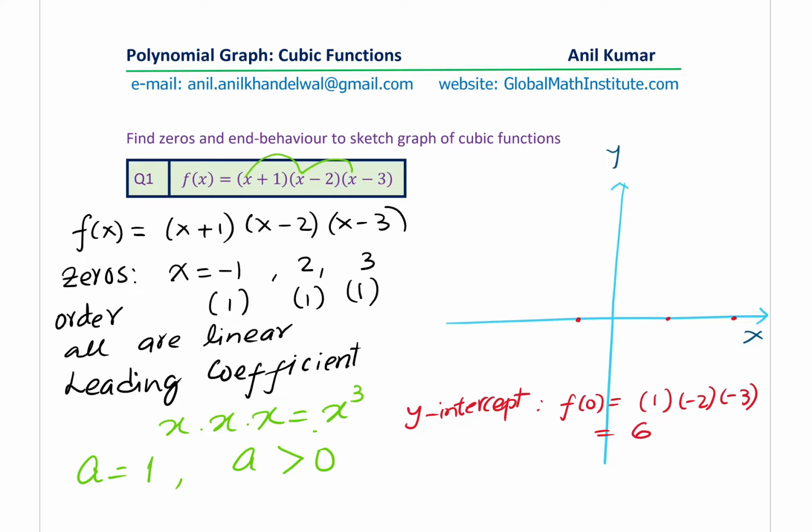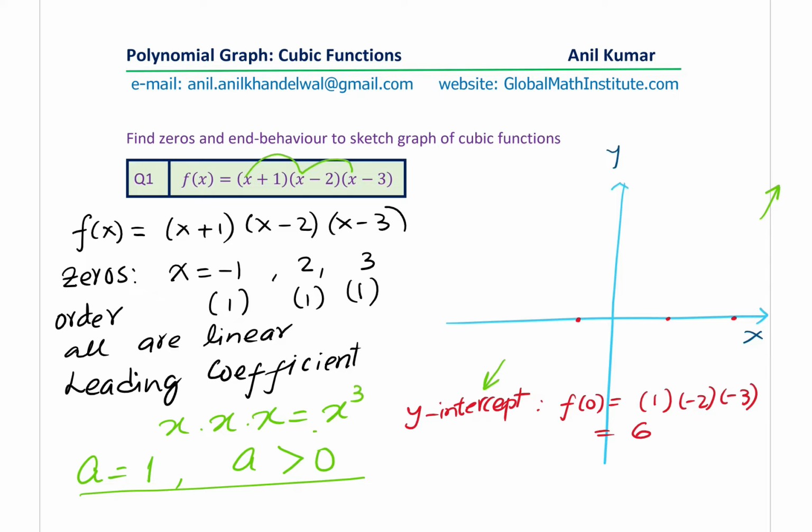Now, let's begin with the end behavior. We figure out that a is positive. That means right side is up. So this side will be up and the left side will be down. The cubic functions are on the opposite ends, beginning and end.